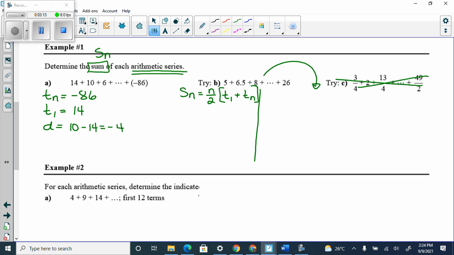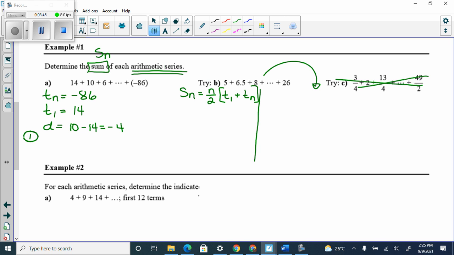Any idea how I could figure out n, rather than just adding them all up? Using the old formula, the one we learned yesterday. This is why I star this one. If we are missing n or we are missing T1, we have to use the sequence formula from yesterday. As long as I know T1, d, and n, it doesn't matter if it's being added or subtracted in between. I can still find the number of terms.